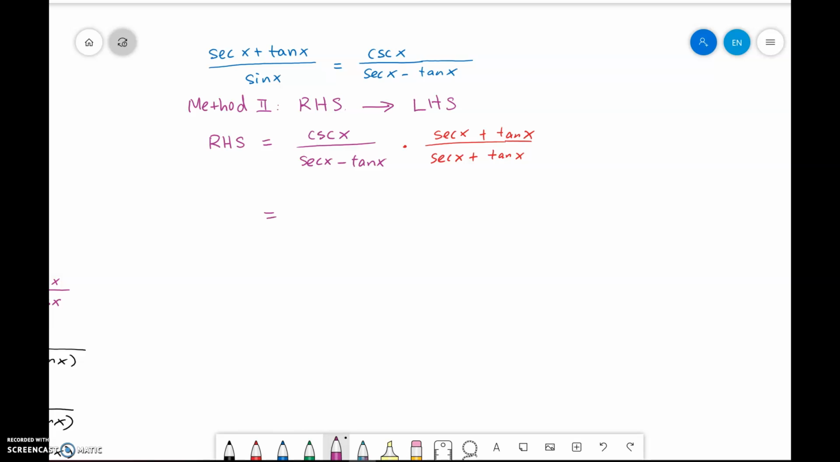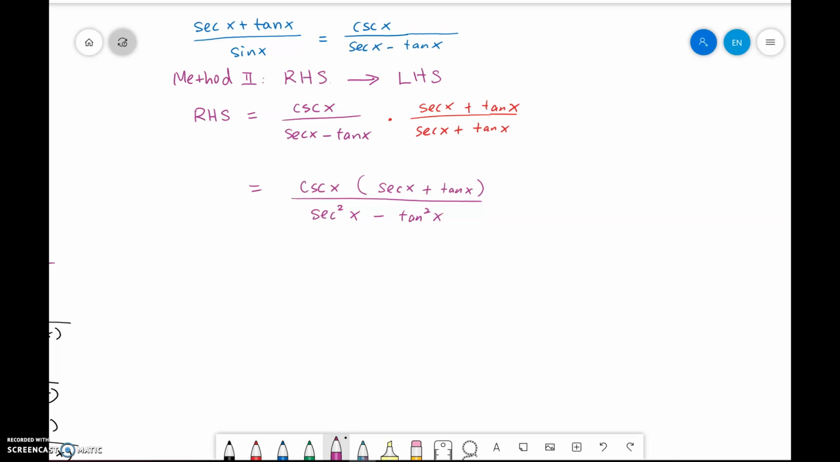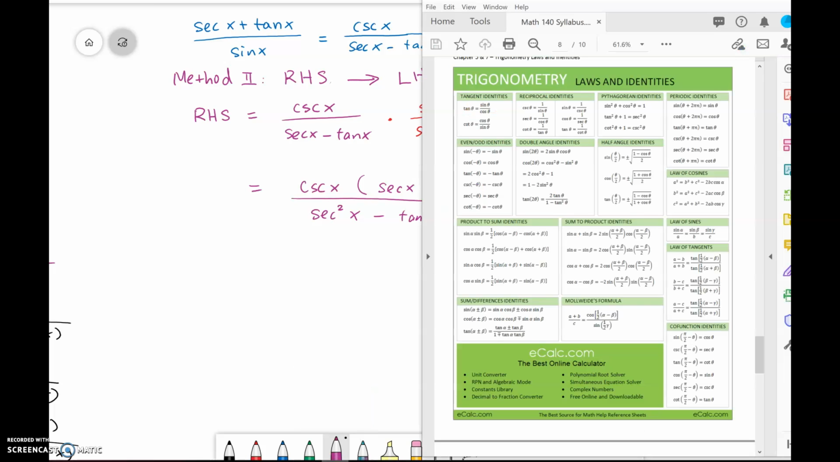When I'm multiplying them, on the denominator, I'm going to end up with secant square x minus tangent square x. On the numerator, I just have cosecant of x multiplied by secant of x plus tangent of x. I'm not going to multiply the numerator by distributing, because I need exactly secant x plus tangent of x. So I'm not going to break the form. Once I have this one, I'm going to try to simplify it, but as I mentioned, I'm not going to change everything in terms of sine and cosine. So how can I simplify it? Now we're going to use our identities. So we have secant square and tangent square.